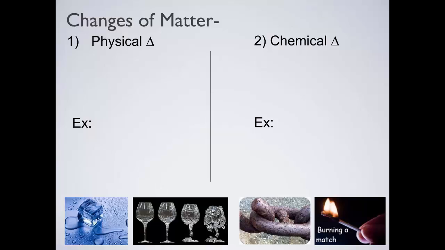All right, so to start off, let's talk about the difference between changes to matter. In chemistry, we're talking about matter, the stuff that makes up all the physical materials around us. Everything in the universe is either matter or energy. Matter can be changed, and there are two categories: physical changes and chemical changes. Physical changes are changes where no new material is formed. You have the same substances after the change that you did before.